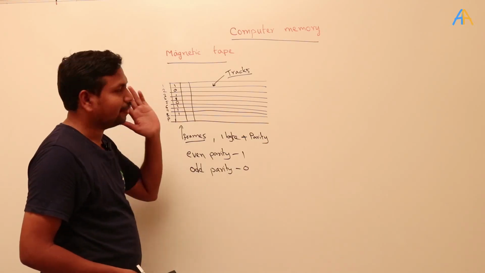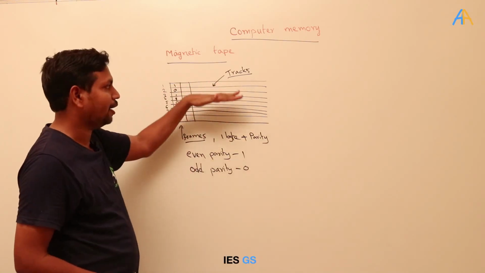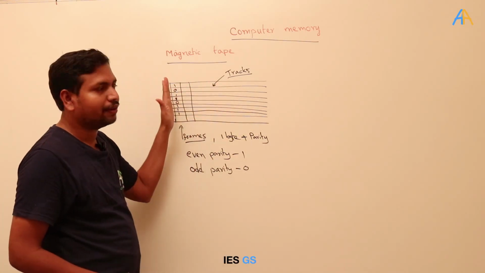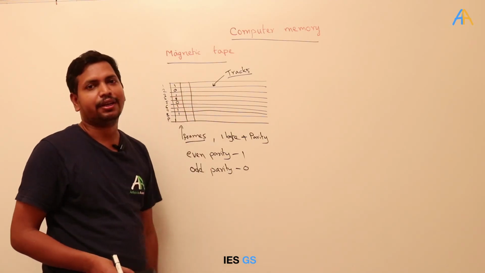Again, horizontal lines are called tracks. There are 9 tracks in total. Vertical ones are called frames. So frame by frame it will read and write.